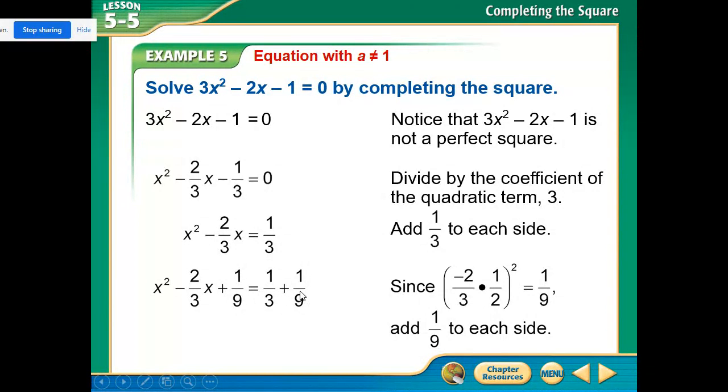See how these fractions are going to get kind of messy? That's why completing the square can get messy, especially when there's a value in front of the x squared. The other ones are pretty straightforward. This is where it kind of starts to get messy. All right, not a big deal.